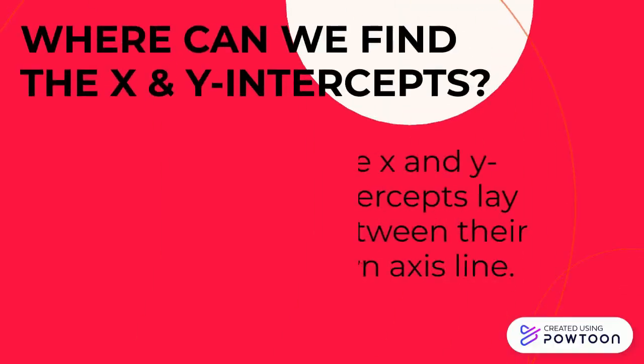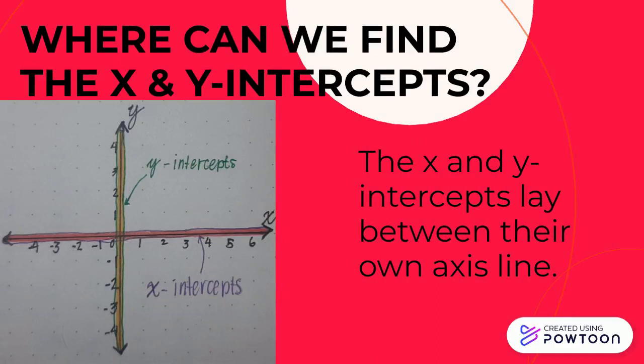Where can we find the x and y intercepts? The x and y intercepts lie between their own axis lines. Therefore, they are found within the lines themselves, as shown in the picture to the left.